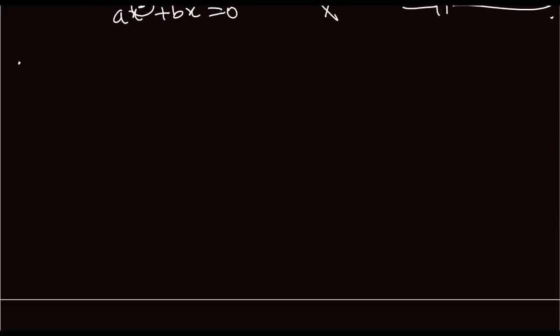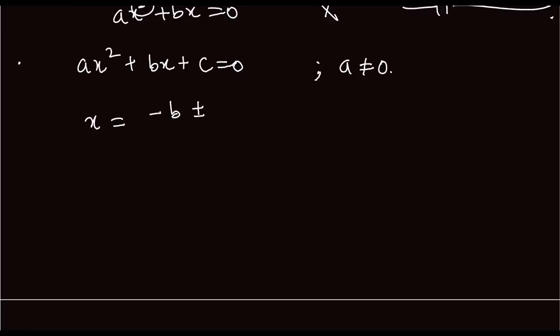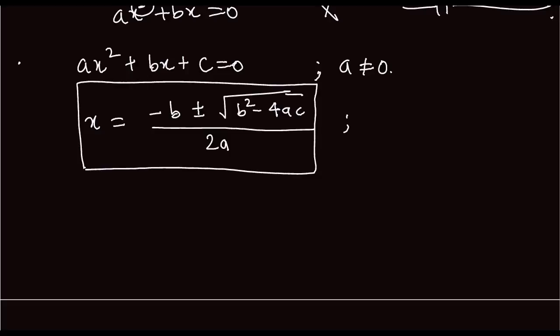Let's say we have a general quadratic equation written as this, where a is not equals to 0, of course, because if a is equals to 0, then it will be a linear equation. For this, x is equals to minus b plus minus root of b square minus 4ac upon 2a. These are the two roots of the original quadratic equation.